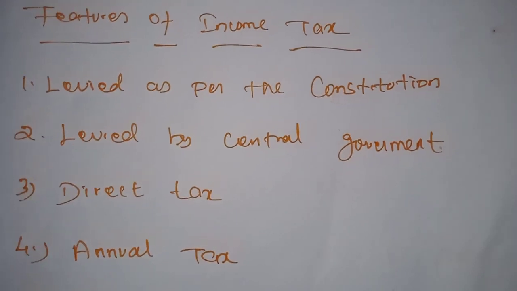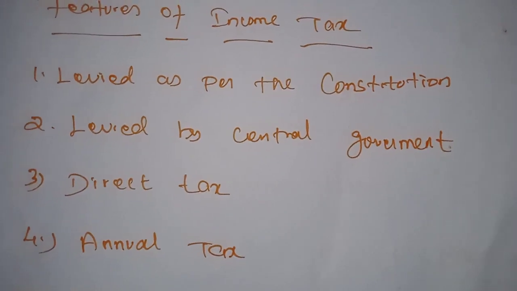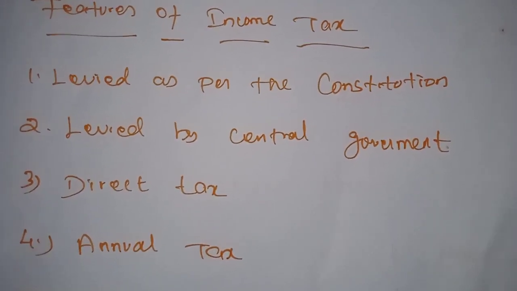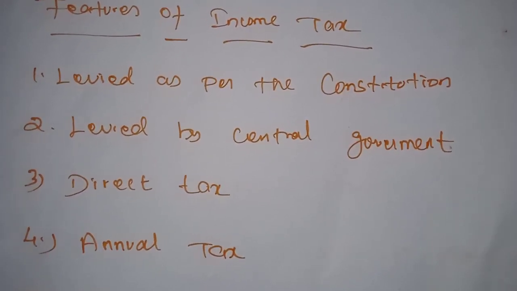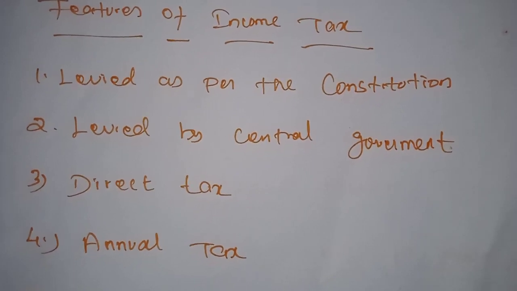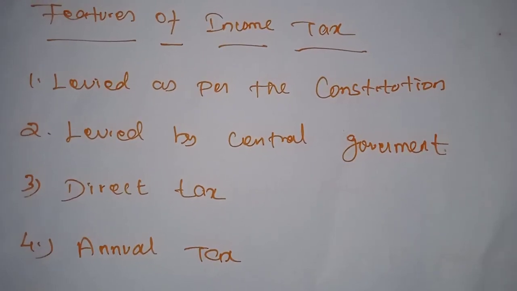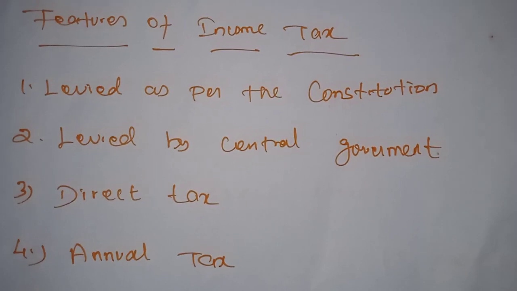Next, levied by the central government. So income tax is charged by the central government on all incomes other than agricultural income. However, the power to charge income tax on agricultural income has been vested with the state government.